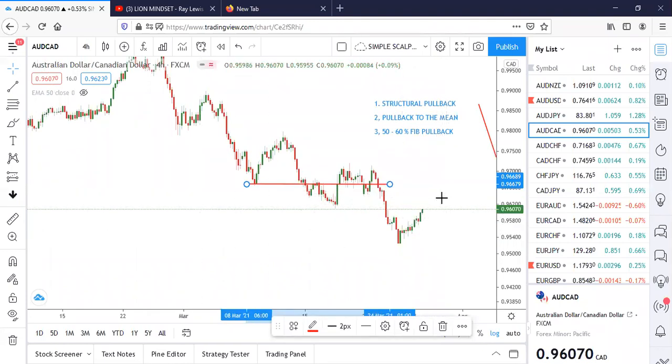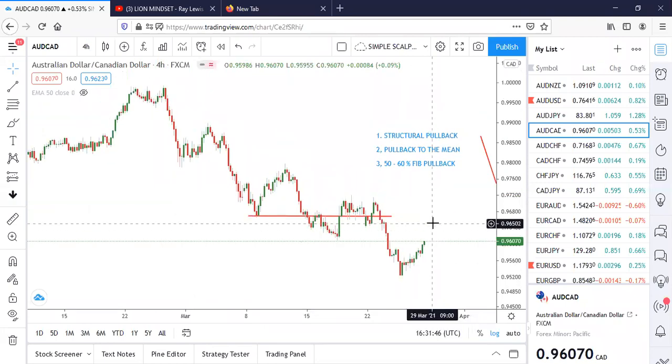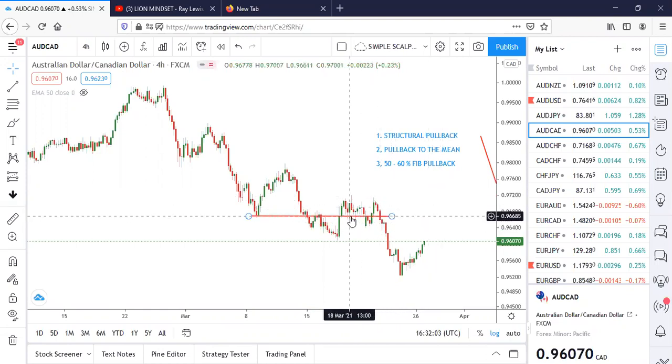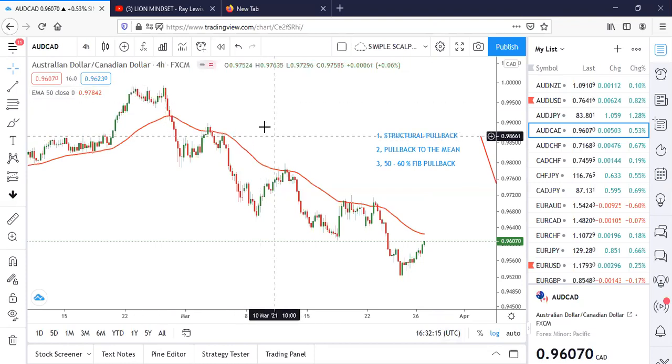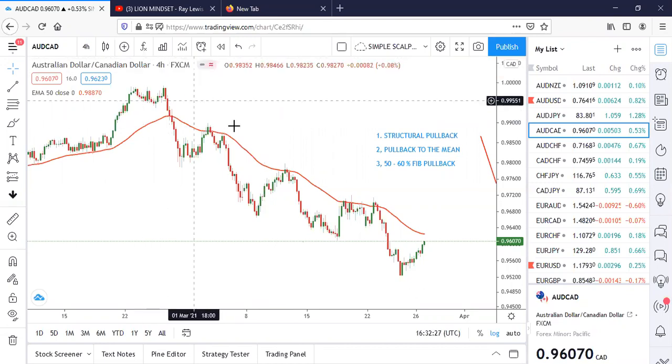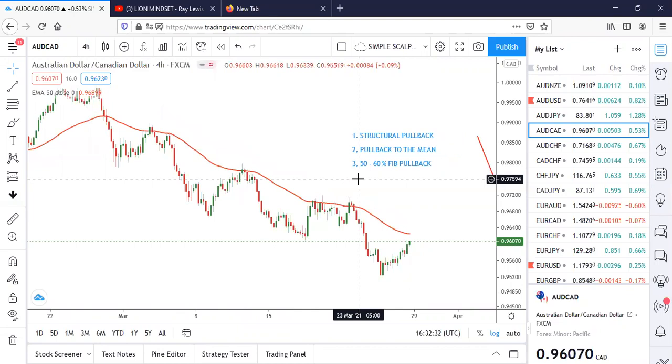So how can you identify a mean? A mean is identified by using an indicator known as the exponential moving average, or the simple moving average. You can simply use a moving average to determine the mean level. In this case, let's use the 50 EMA, as your mean reversal area. Mean reversal area, guys. You can use the 50 exponential moving average. You can use the 60 EMA. You can use the 100 EMA.